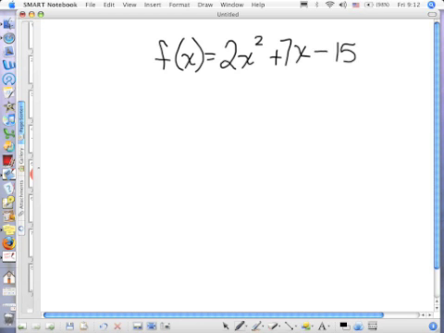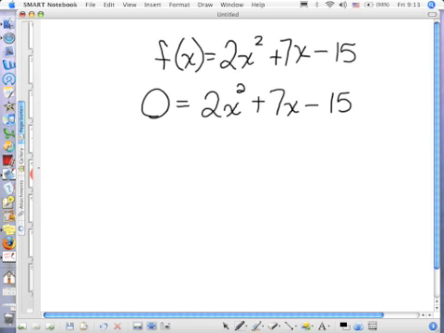All right, let's find where it crosses the x-axis. How do we do that? No, that's the axis of symmetry. Let's find its x-intercepts. Let's find its zeros. We set it equal to 0, and we factor the trinomial.